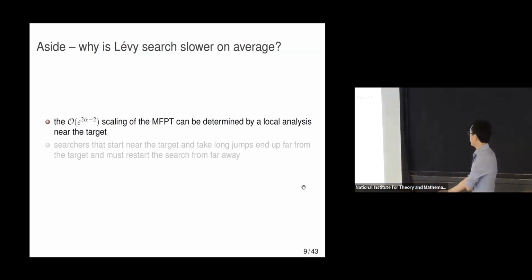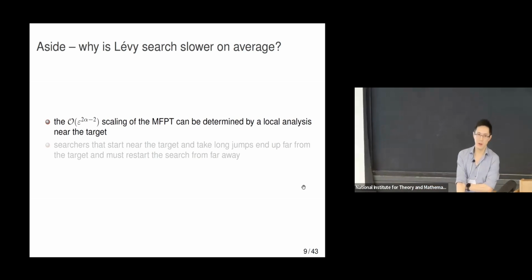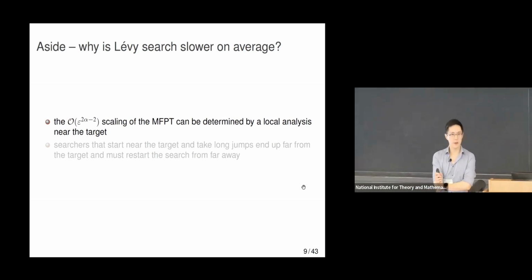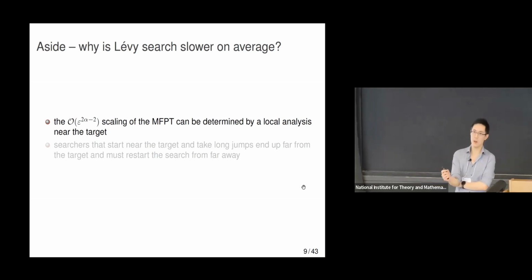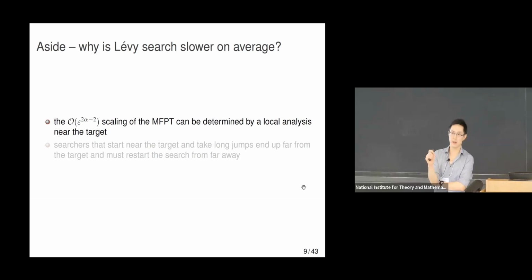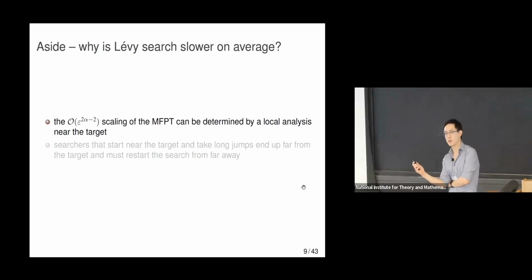So this scaling here, epsilon to the 2 alpha minus 2, if you do the analysis, you'll find that this scaling is determined completely by a local analysis near the target. I'm not going to show the analysis, but it's a local analysis near the target that gets you the scaling. And so that tells you, maybe I need to ask about what happens to the searchers that start near the target, right? So what happens to those searchers?